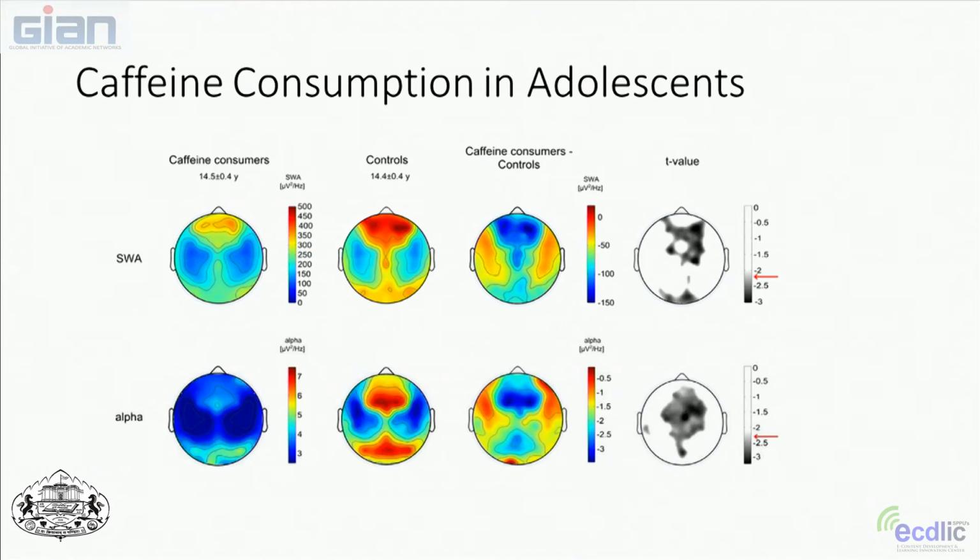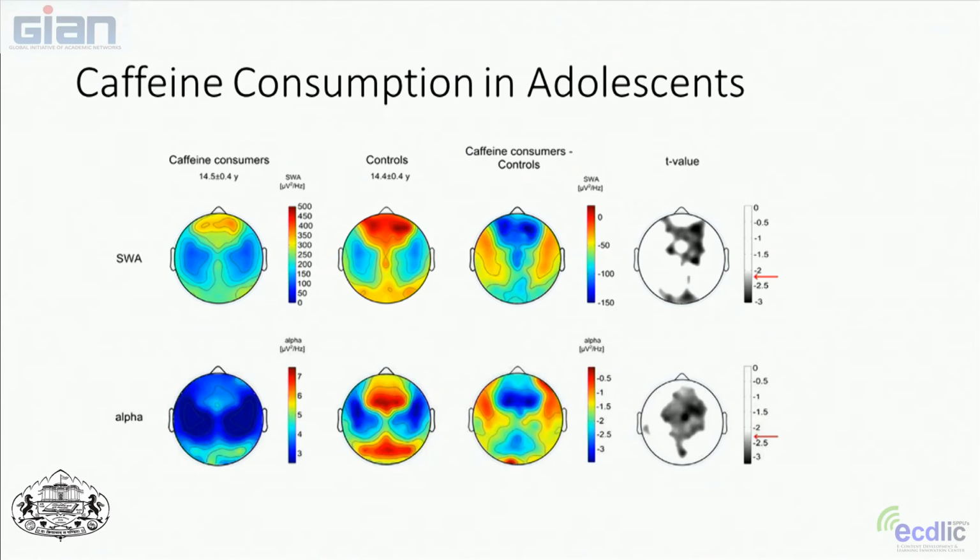Okay, so they looked at both the slow waves, which are shown across the row at the top, and the alpha waves, which are shown on the bottom. On the very left here are the caffeine consumers. In the middle colored plot are the controls. And the last color plot is the difference between the caffeine consumers and the controls. And if you statistically analyze these differences, you can do t-tests, and you can come up with a t-value, which is what this black and white plot is on the right here.